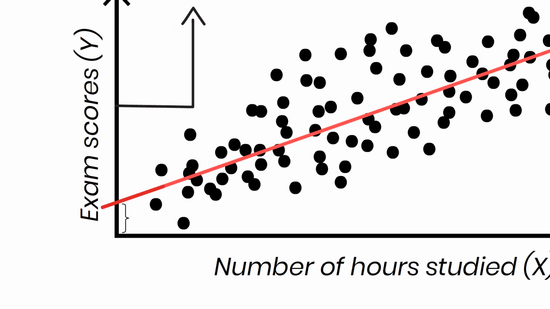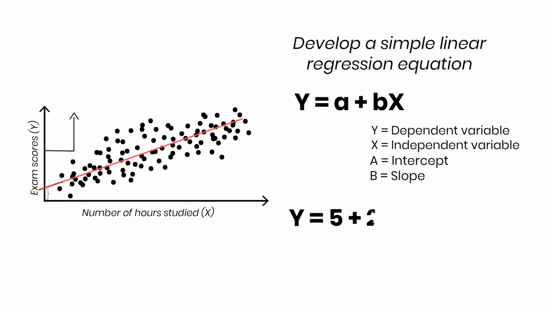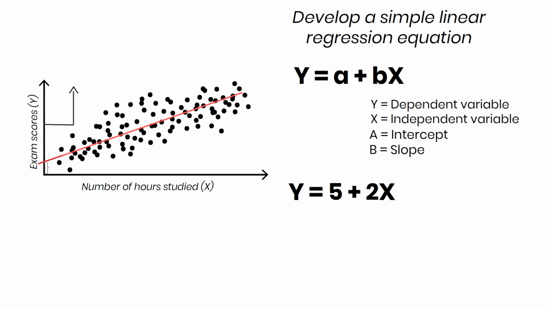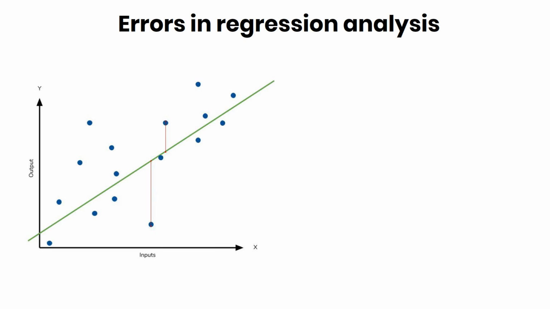For example, if our regression equation is y equals 5 plus 2x, it means that for each additional hour studied, the exam score increases by 2 points, and if no hours are studied, the expected exam score is 5. Errors in regression analysis are referred to as residuals, which are the differences between the observed values and the values predicted by the regression model. Minimizing these residuals is essential for creating an accurate model.